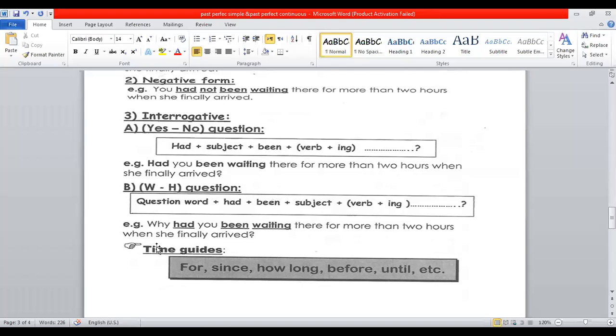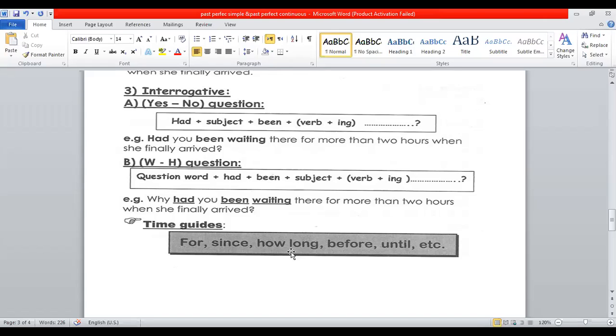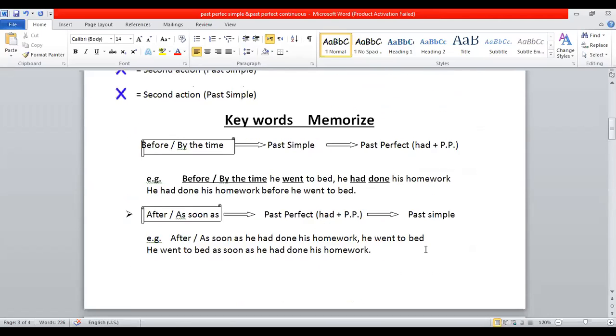Or this question, why had you been waiting there for more than 2 hours when she finally arrived? And so on. So the most important point here, which is that we will focus in this tense on using what? On using the duration, the period of time. So we'll use here for, since, how long, before, until, by the time, after, all the keywords that we studied before in the past perfect simple. I mean here that all these keywords, before, by the time, after, as soon as, you can use them with the past perfect continuous.